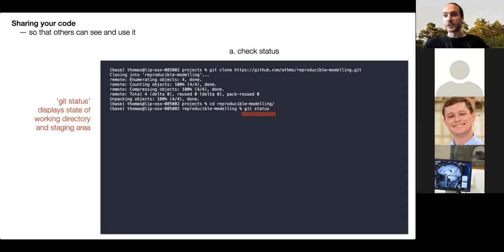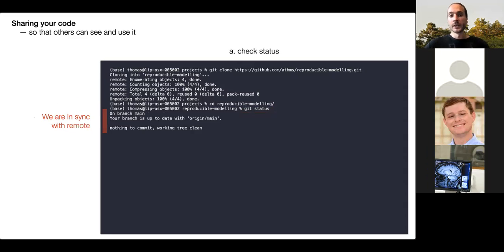One way of checking the status of your repository is typing git status. Then you see whether there are any changes in your repository when compared to the remote version of your repository. We see everything's up to date because we just downloaded the files, so nothing happened.